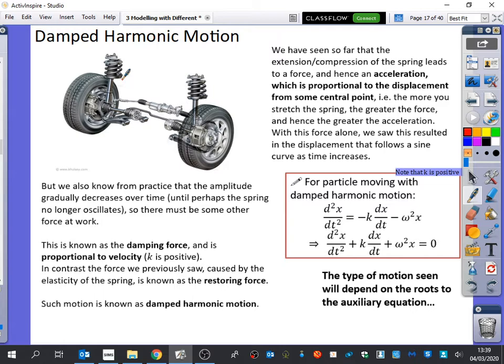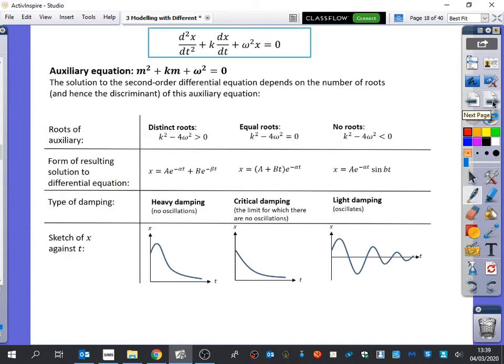And that restoring force is this thing that we've got here, and it's proportional to how fast the car is bouncing up and down. So that's an example of where this gets used in engineering as well. The roots of this auxiliary equation will come up with these three particular types of things that can happen. I'm just going to show you what these look like, and then I'll also show you them on Desmos as well.